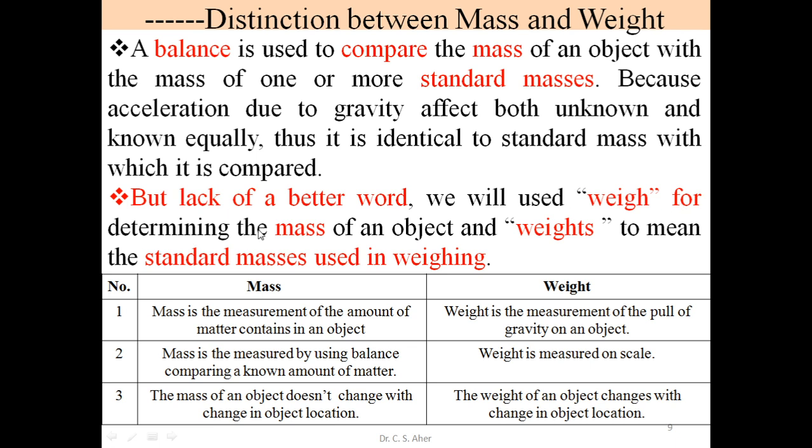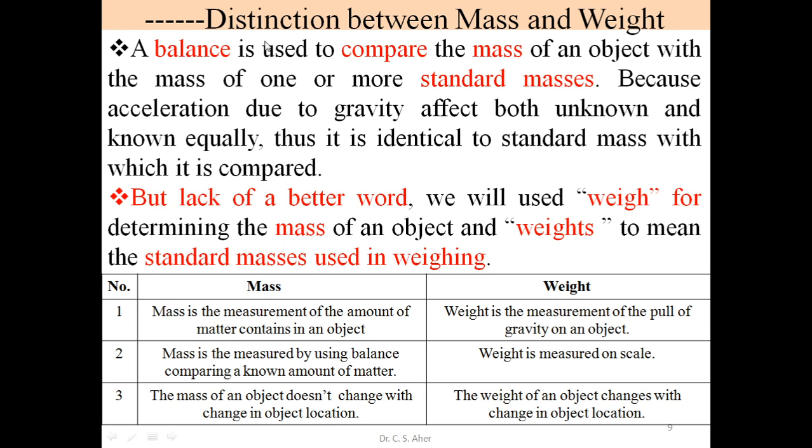Weighing is the procedure for determining the mass. What is this weighing? It is a comparison of the object's mass with the standard masses. That is called the weighing of an object. And now the word weights, for a better word, we use to mean the standard masses used in weighing. So these weights are the standard masses used in weighing. And weighing we now consider as the process of comparison of the object's mass with the standard masses, for our convenience.